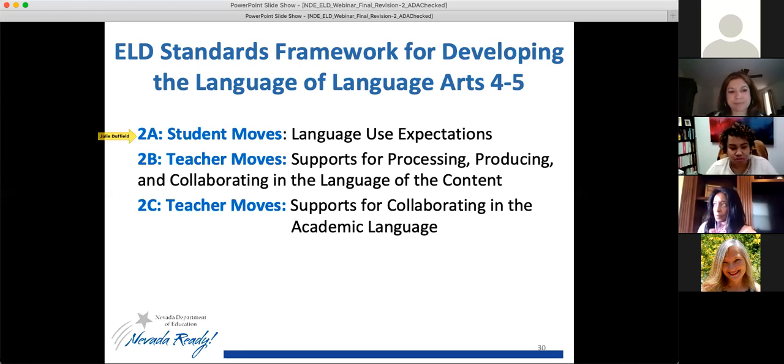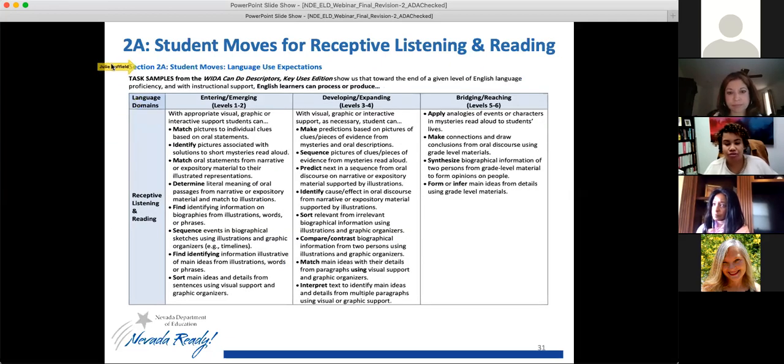Teacher moves are research-based supports for ELs and other students to produce, process, interpret, and collaborate within the academic language to make meaning. So the framework provides actionable steps that all teachers can take to provide effective instruction for English learners and other diverse student populations. So now that I've described what they are, we're going to look at how the moves are presented in the framework. Next slide, please.